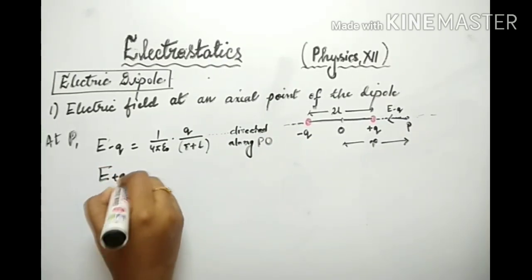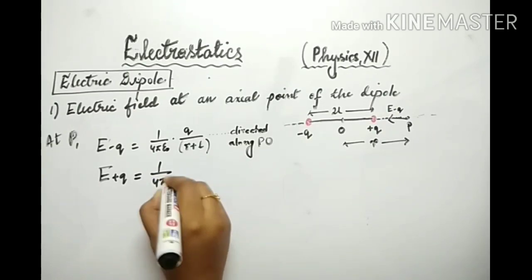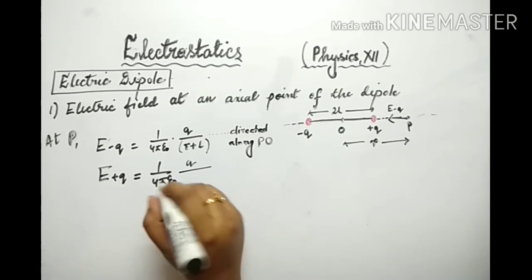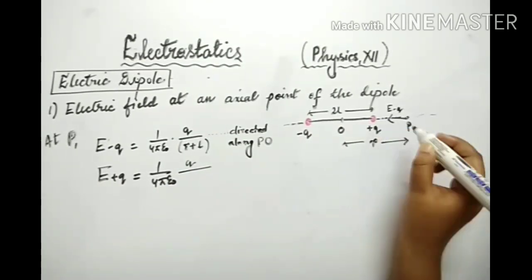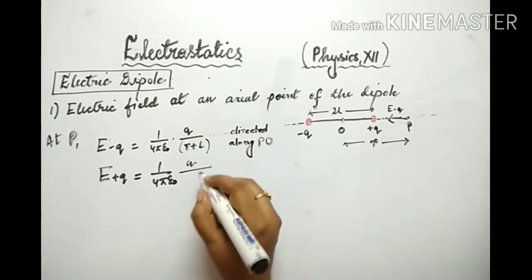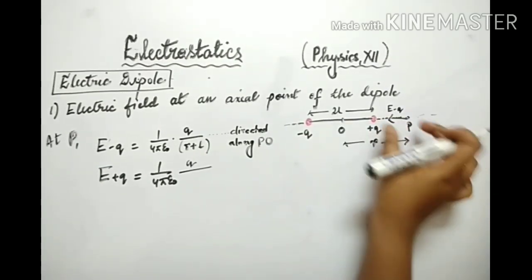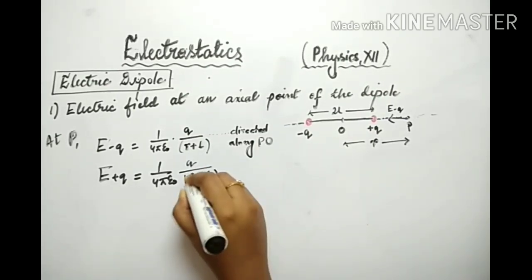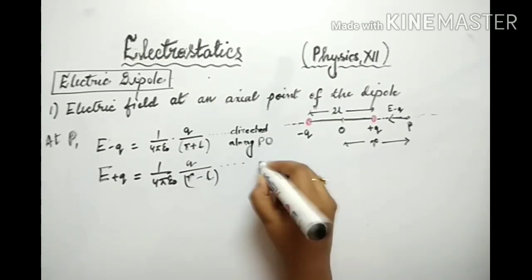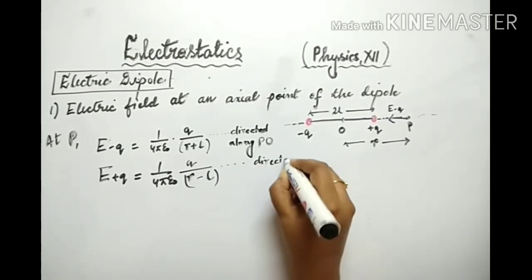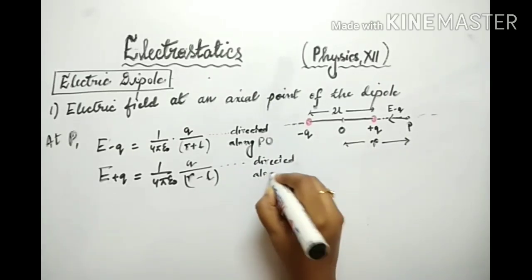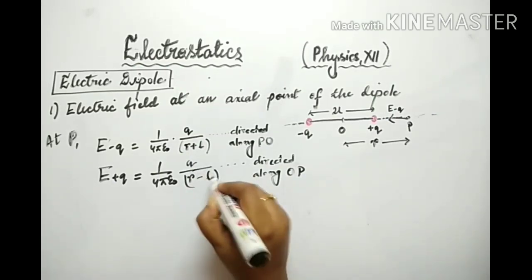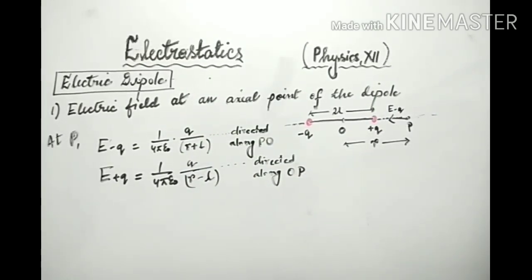Now E plus Q, we are writing it in scalar form. We are not putting the vector sign, so we can write in this manner only. So plus Q is at which distance from point P? If this is R and this is L, this much distance will be R minus L. So this is R minus L and it is directed along OP.